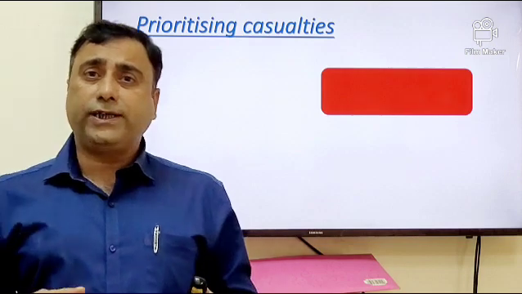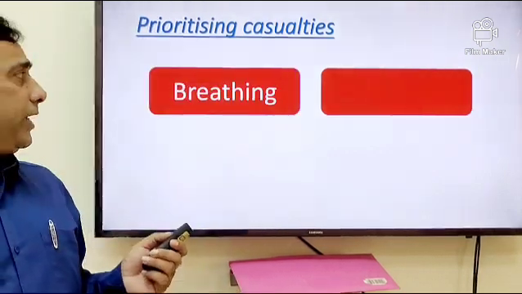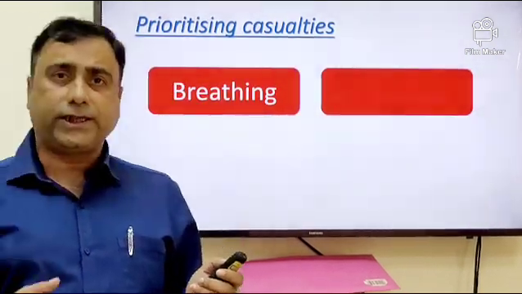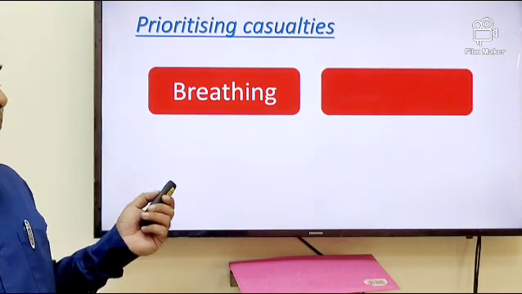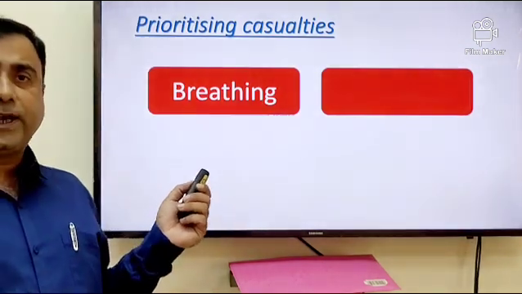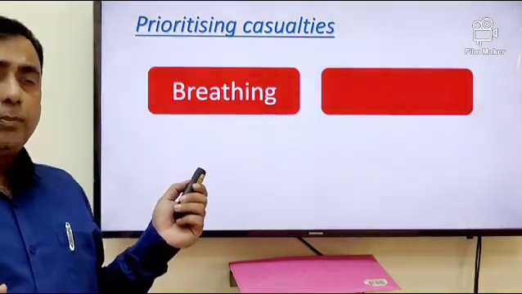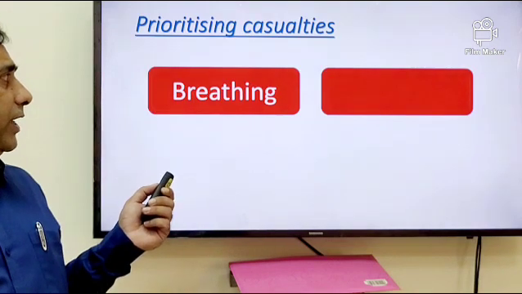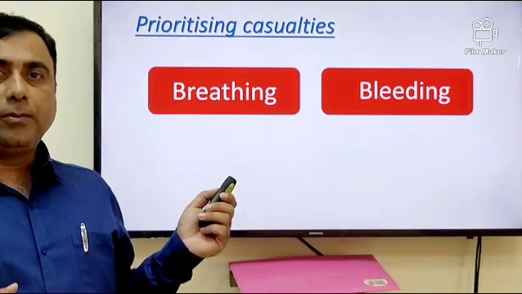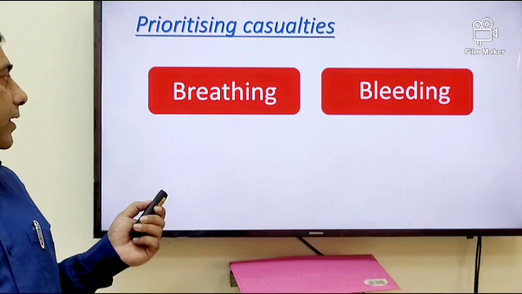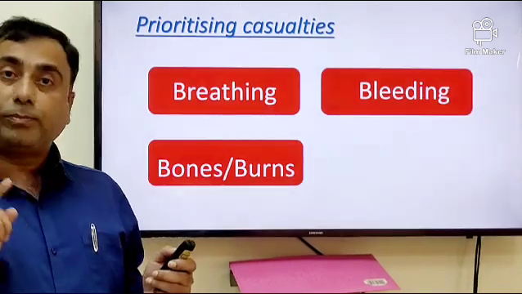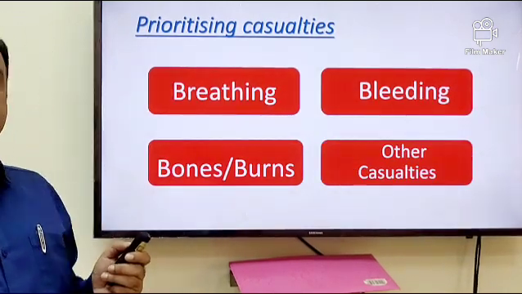Then how to prioritize the casualties. For prioritization, the medical assistance or the first aider gives breathing the first priority. If there is a breathing issue, prioritize them as number 1. Then the second one is bleeding. The third one is bones or burns. And the fourth one is all the rest.